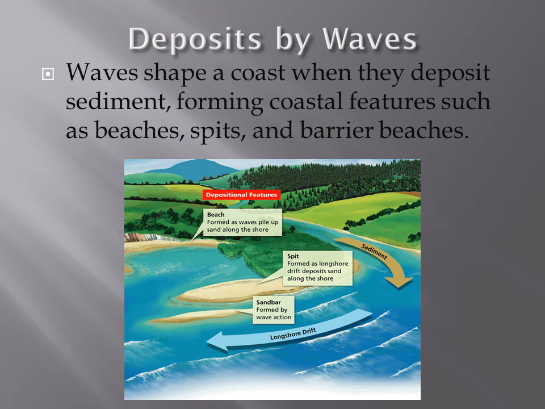And now we have spits. One result of longshore drift is the formation of a spit. A spit is a beach that projects like a finger out into the water. Spits form as a result of deposition by longshore drift. Spits occur where a headland or other obstacle interrupts longshore drift, or where the coast turns abruptly.